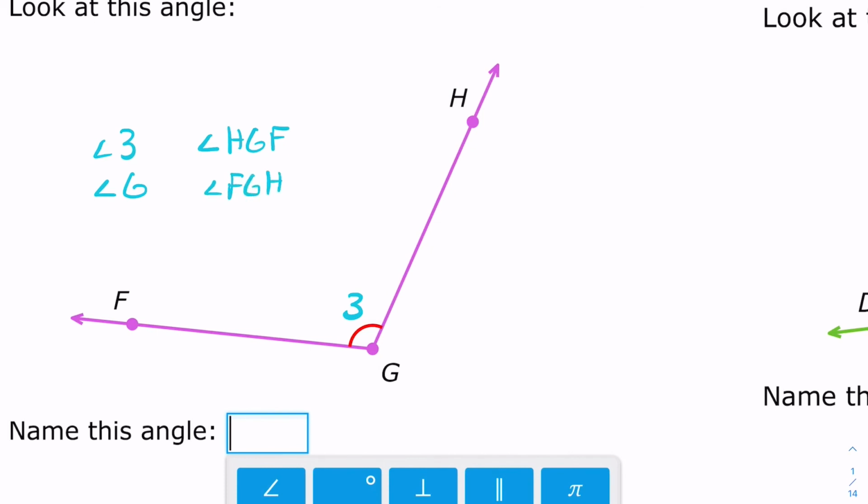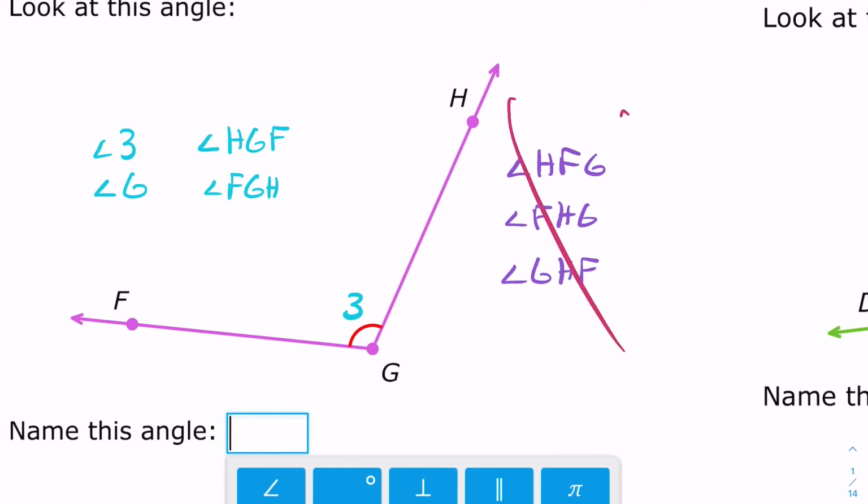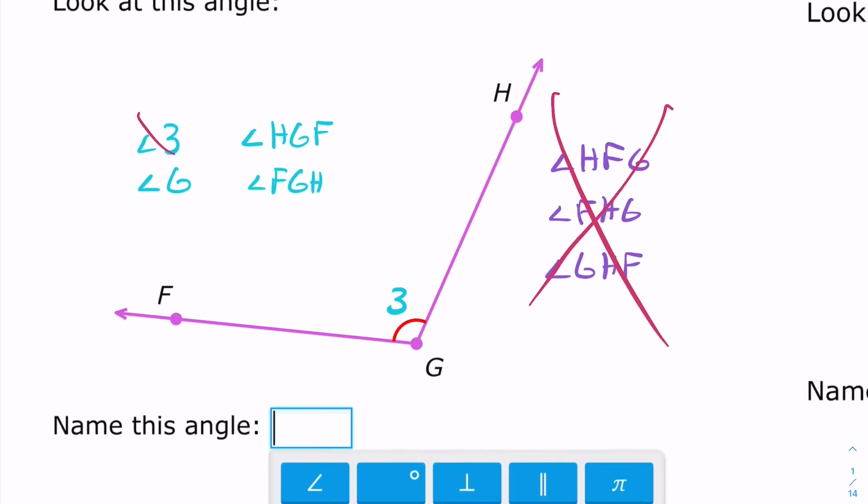Notice that it's really all about G. It's all about this right here, this vertex. So G, looks like G is in the center here. It always has to be. What are some names I can't name it? Well, I can't name it HFG. I also can't name it angle FHG. I also can't name it angle GHF. I can't do any of these. Those are not allowed. And because 3 is not actually an option, we can't use 3 right now either, but it could be if it was labeled like that.